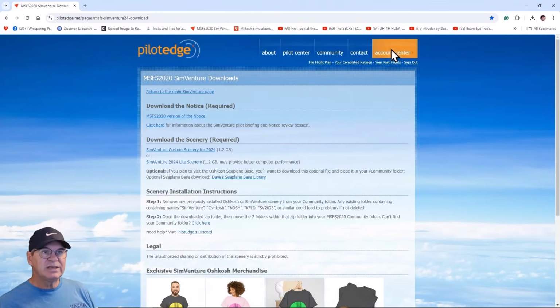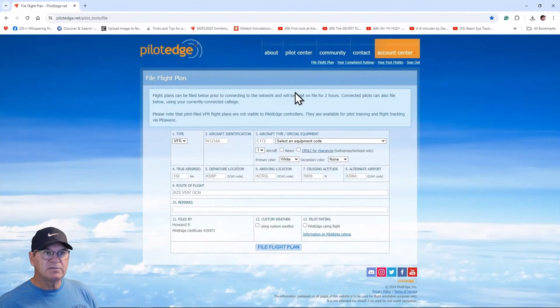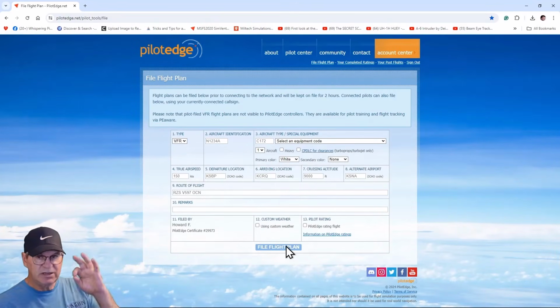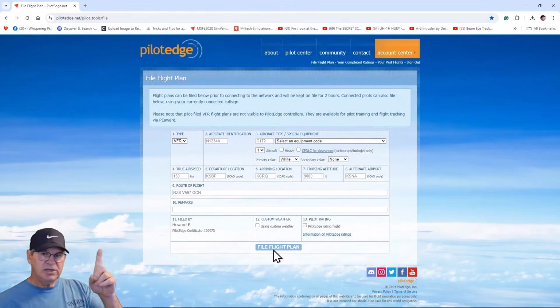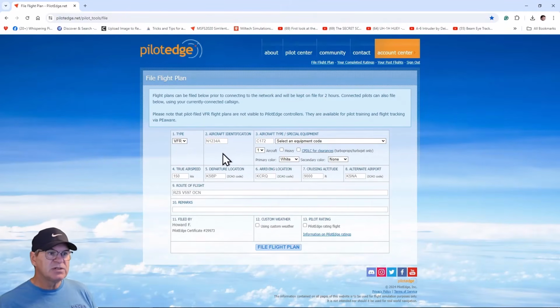Now, once you log in, then you will have to file a flight plan first. Let's do that also. All right, I've already done a flight plan for today. Here's file your flight plan, or if it doesn't put you there automatically. And in here, you just step through here, VFR. I'm not going to push file because I did one already for today. One per day in SimVenture. All right, so I don't need to do a second one, but this is how you'd normally fill it in.